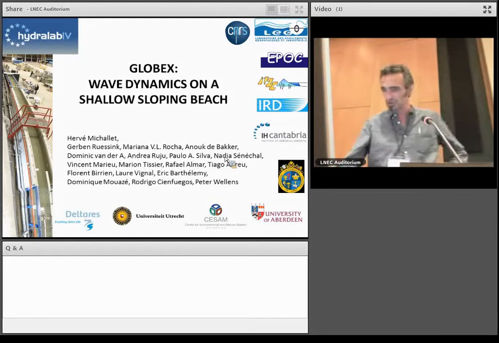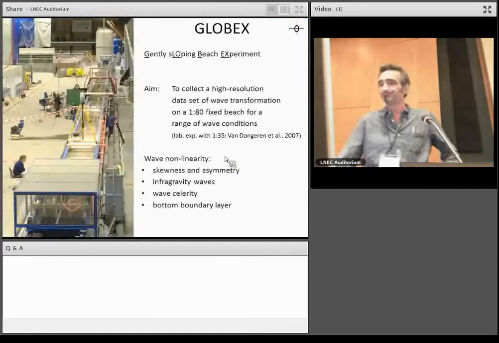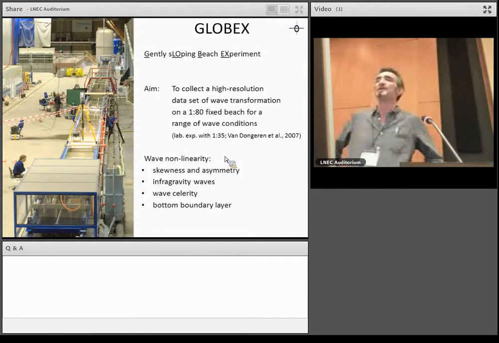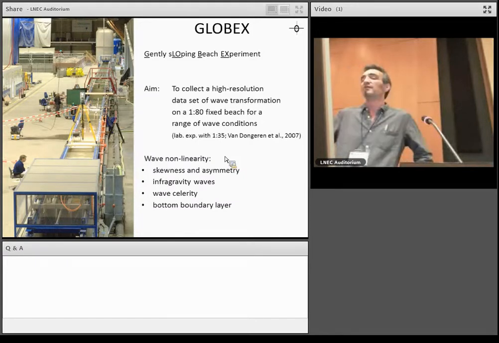Most of our knowledge comes from theoretical studies and field experiments, and the lab experiments were mainly for steep slopes. For instance, the reference paper by Van Dongeren et al. in 2007 considered one of 1 to 35 beach slope.